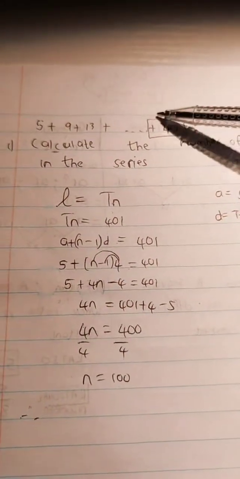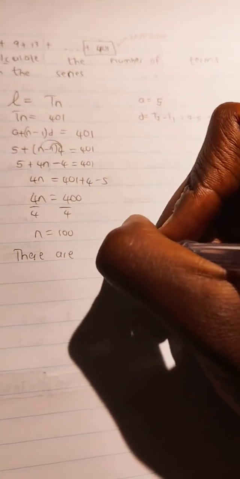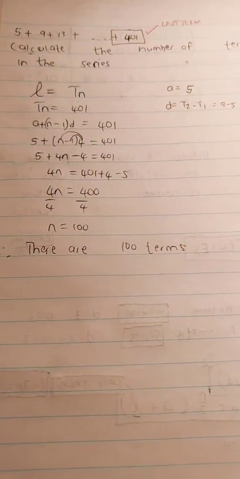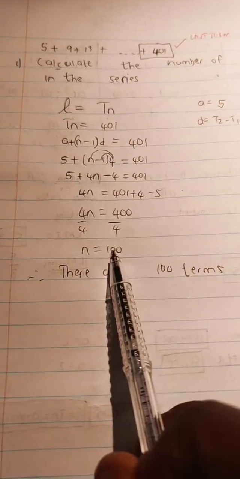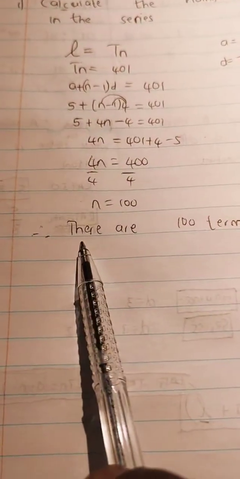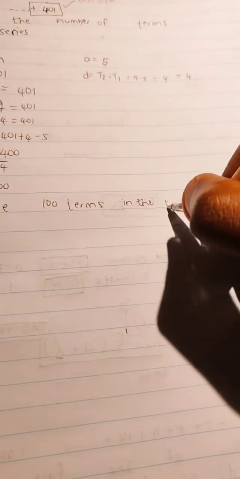Therefore, we can then conclude that there are how many terms in this series? If this is the 100th term, it means in total there are 100 terms in the series. Because remember, guys, the question says calculate the number of terms. So this n means the position of the last term, but ultimately we'd have to conclude and say there are 100 terms in the series. Okay.